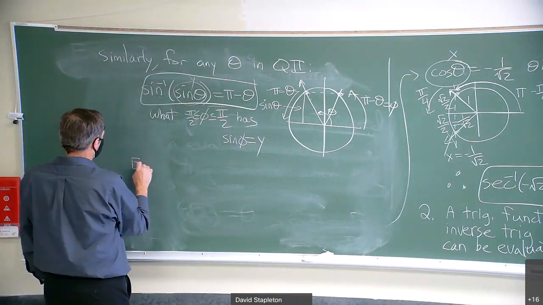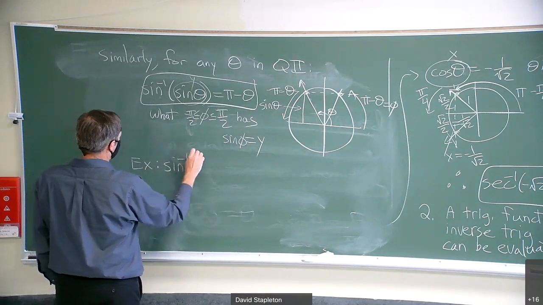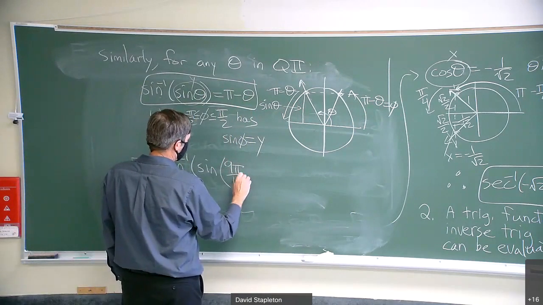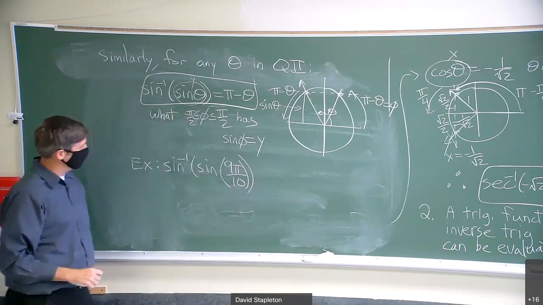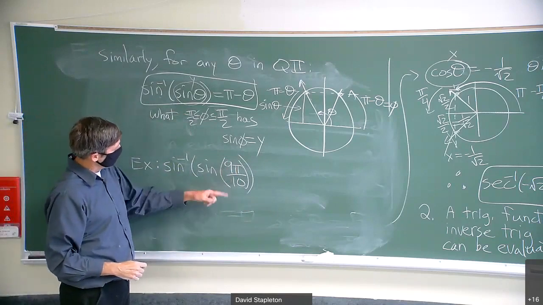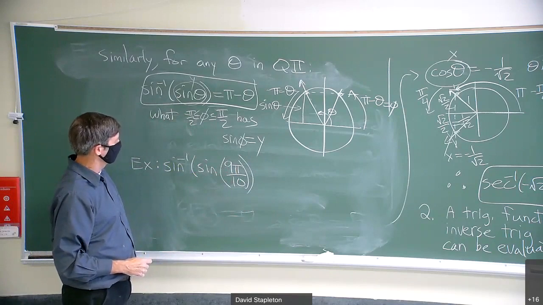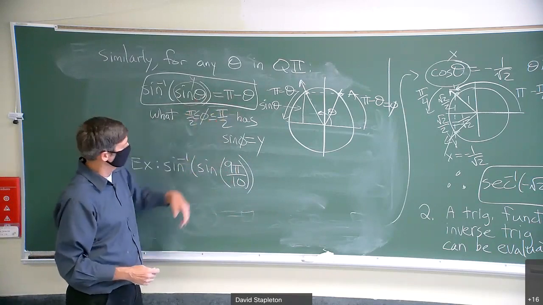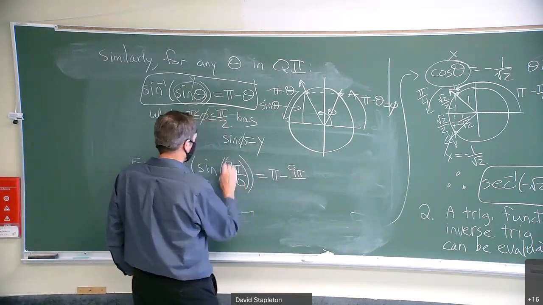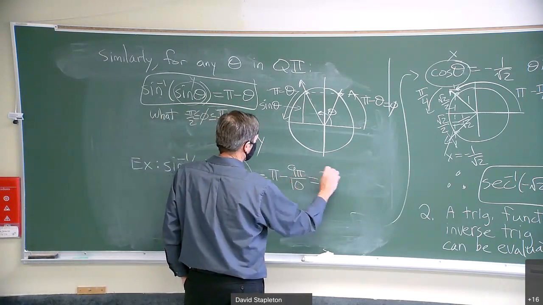So for example, now I could say, what is the inverse sine of the sine of 9 pi over 10? Oh boy, I can't just say it's 9 pi over 10 because this isn't between minus pi over 2 and pi over 2, it's not in the first or fourth quadrant. So what is it? According to this, it says pi minus whatever the angle was. Since this is in quadrant 2, it's pi minus 9 pi over 10. It's actually just pi over 10.